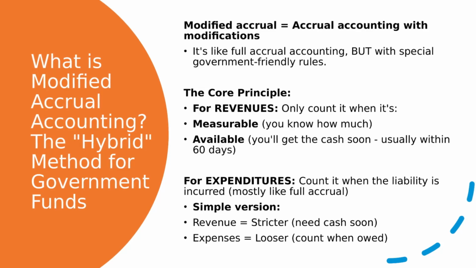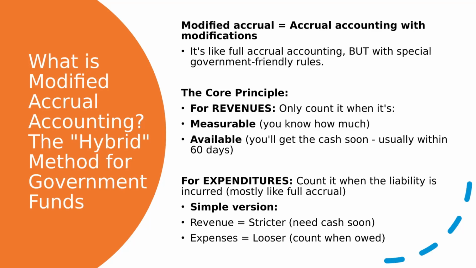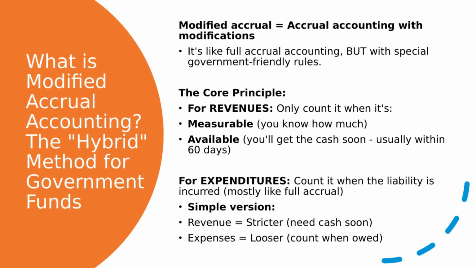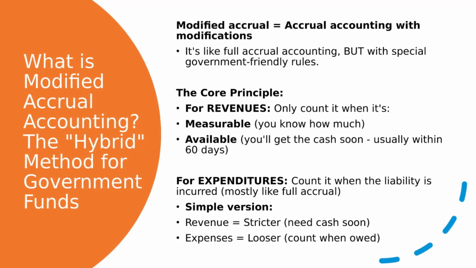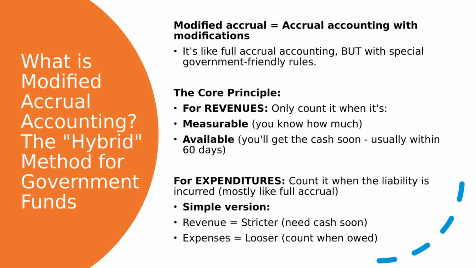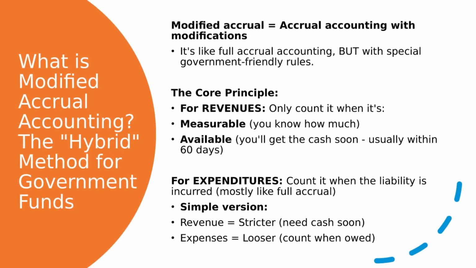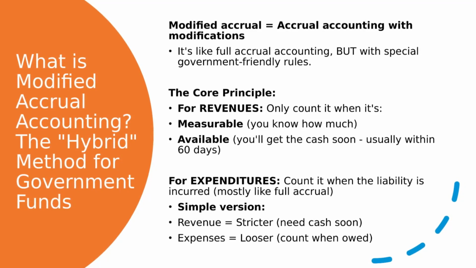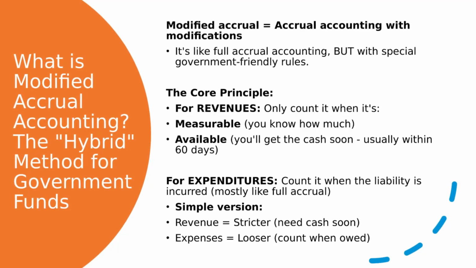Modified accrual accounting is the hybrid method used for most government funds. Think of it as regular accrual accounting, but tweaked for government needs. For revenues, you only count them if you know exactly how much you'll get and if the cash will arrive soon, usually within 60 days. For expenditures, you record them when the obligation arises, much like full accrual. In simple terms, revenue rules are stricter. You need to have the cash coming soon, while expenses are counted as soon as they're owed. This helps governments stay transparent and manage cash flow responsibly.